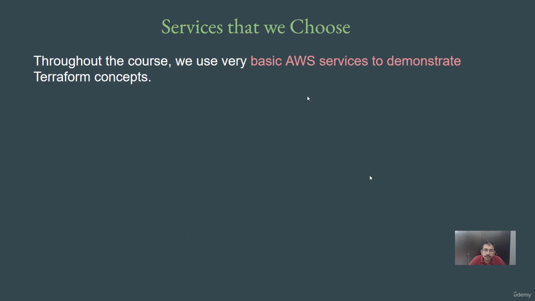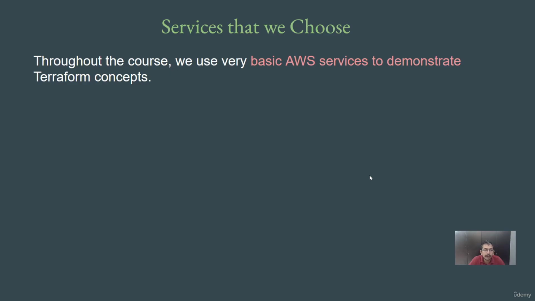Now, when we say that we are going to make use of AWS for our practicals, what does that mean? Are we going to learn about deep integration of AWS services and how we can write complex Terraform code for that? The answer is no. That is not the primary aim. Throughout the course, we are going to use very basic AWS services to demonstrate the Terraform concepts. These services you will be using not only in AWS but in any other cloud provider that you will be working with in your organization. These services will be common.